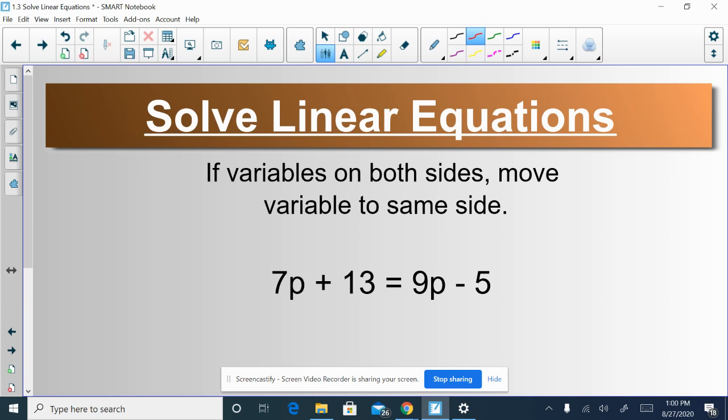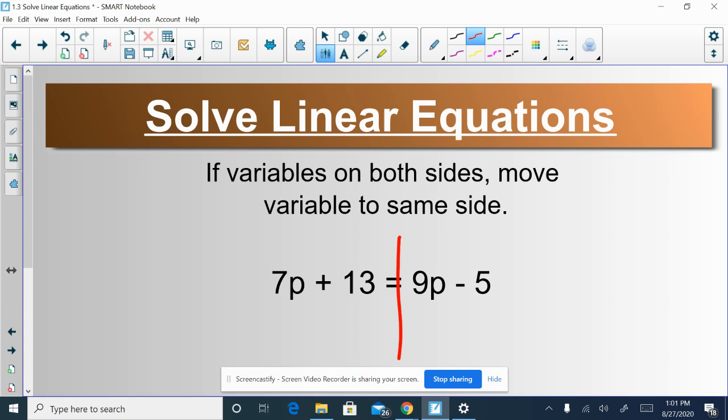Now this question is different than the last set because the variable is on both sides, right? There's a p over here and a p over there, and we need to solve for that variable. So we need to get them on the same side of the equation. That's going to be something that we kind of prioritize. Well, if there's a variable on one side and a variable on the other side, let's get them to the same side, and then we can proceed.